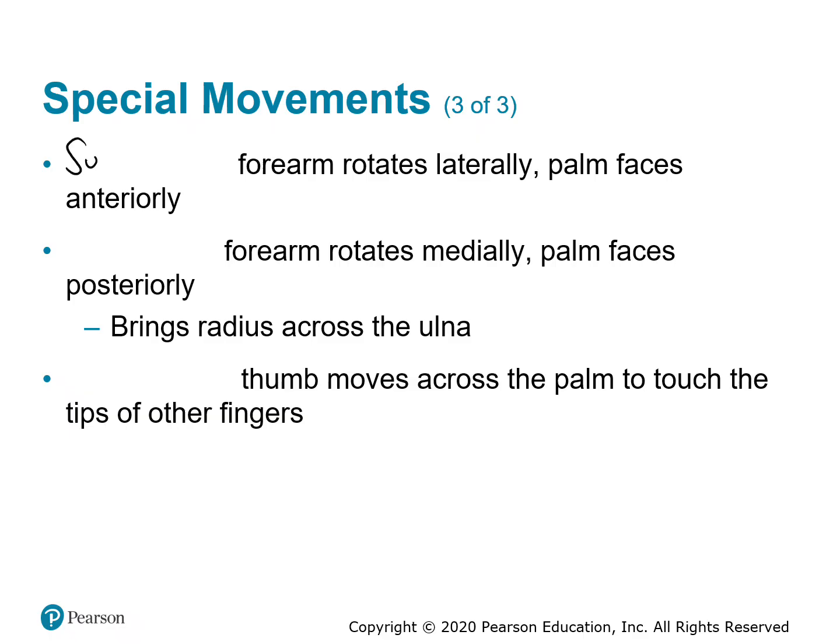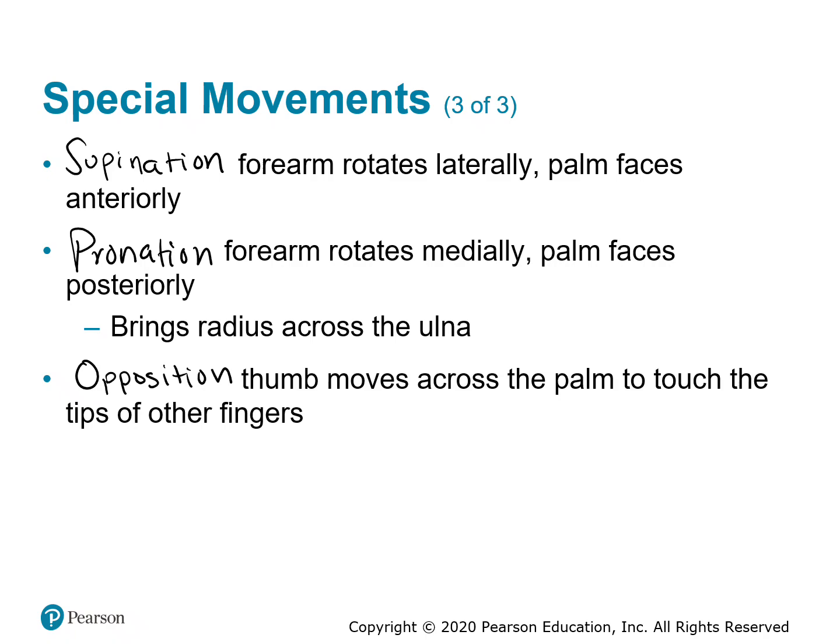Supination will rotate your forearms laterally. Pronation will rotate your forearms medially. And opposition is just moving your thumb across your palm. So this is all assuming that this person was in anatomical position. Anatomical position, my arms are by my sides, my feet are facing forward, all of that stuff.